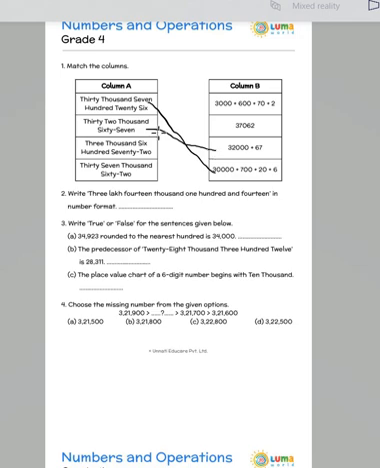The next one we see is 3,672, which is nothing but 3,000 plus 600 plus 70 plus 2. Remember the expanded notation. And 37,062 is the number name for the numeral given here.